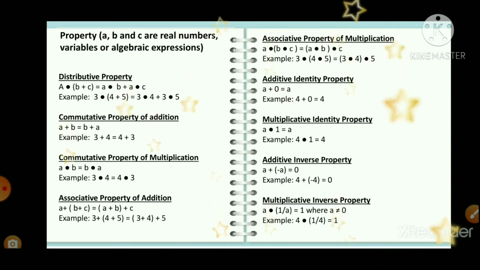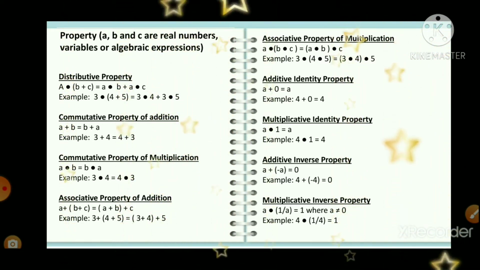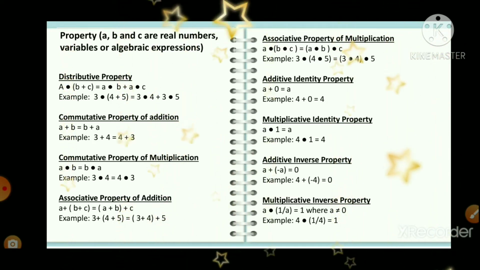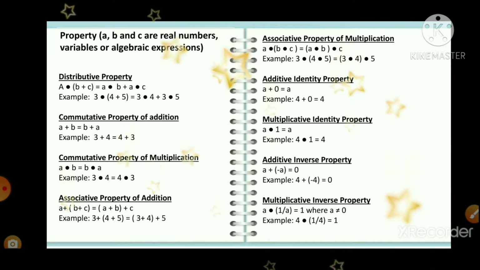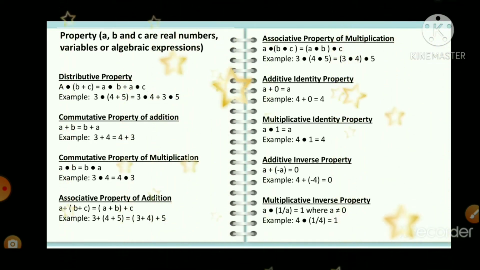Multiplicative identity property. A times 1 is equal to A. Example, 4 times 1 is equal to 4. The value that returns the input unchanged. Same as in the additive identity.